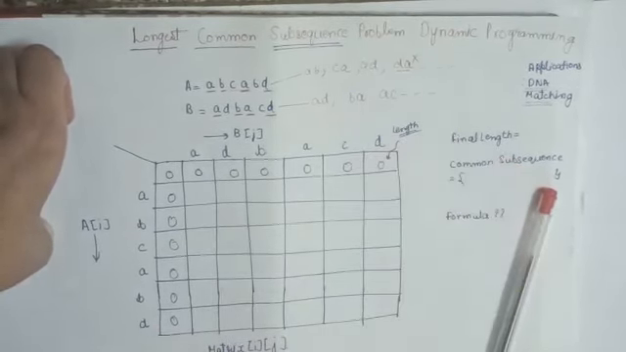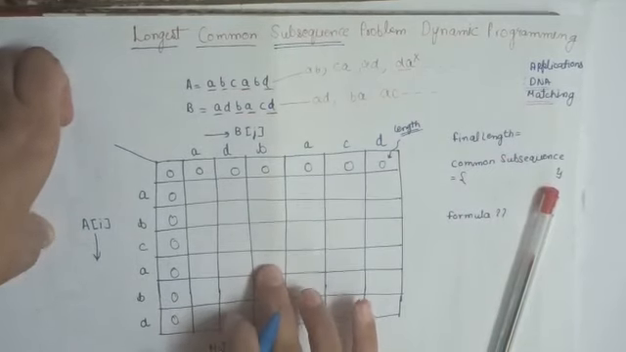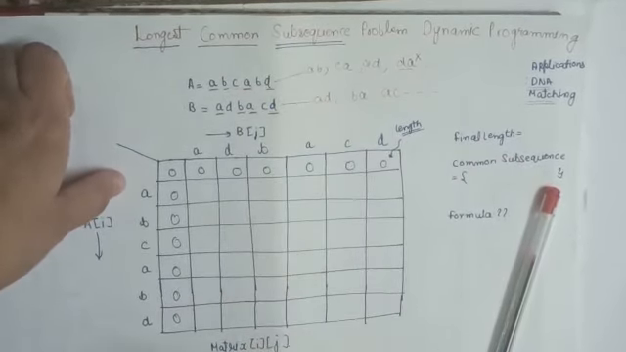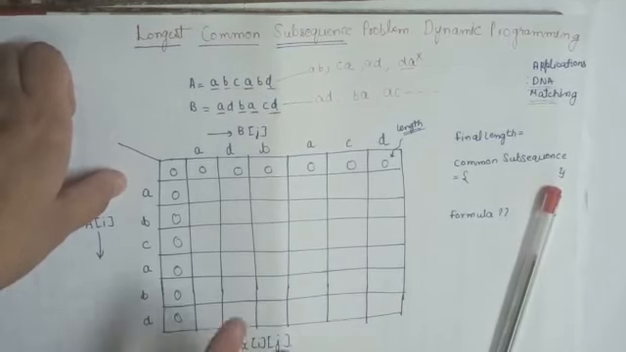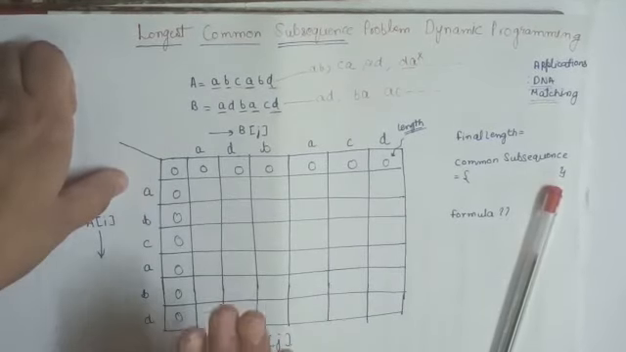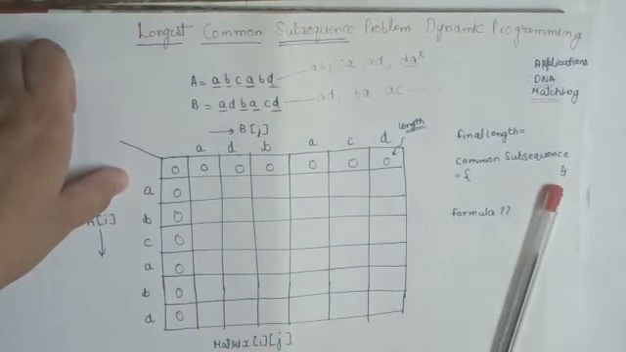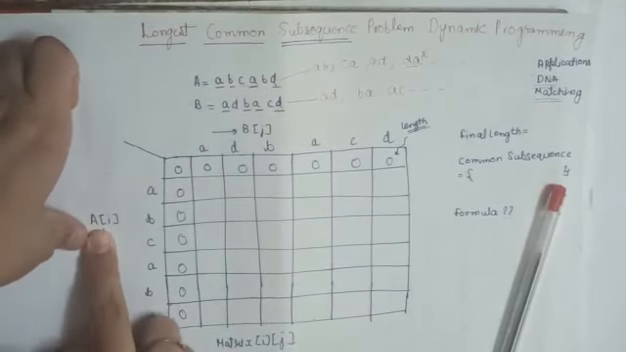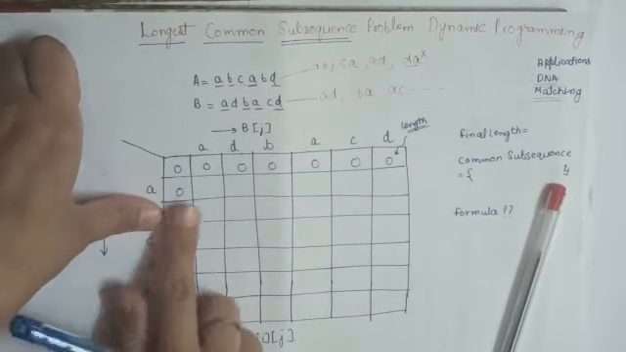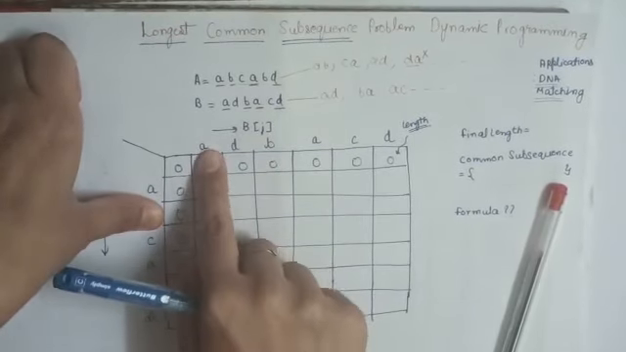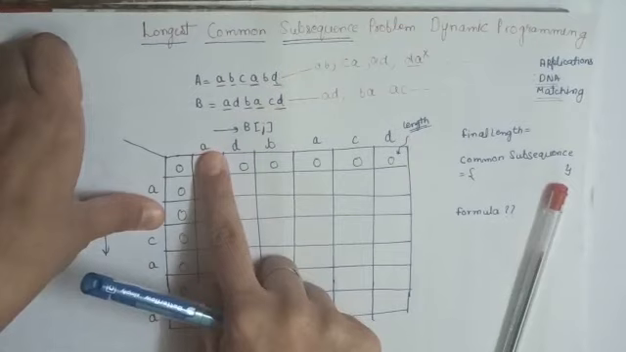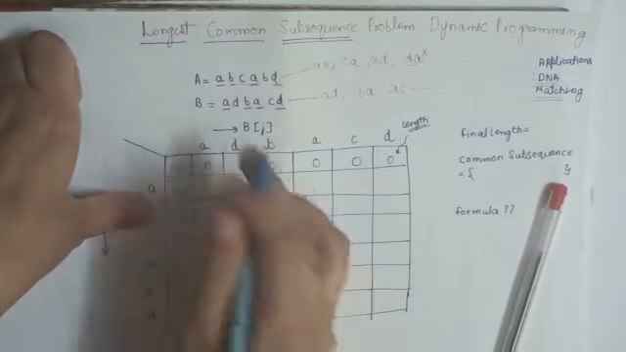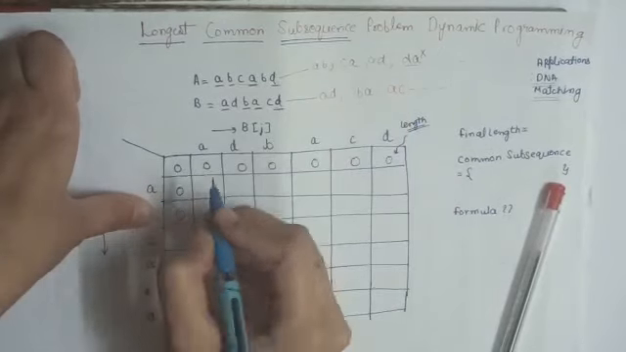Okay, clear? Now, since this is a dynamic programming approach, we will divide the problem and store the computed result and use it later on. Okay, so let's say we have string A with only the character A and string B with only the character A. Both the strings have only the character A. What will be the length of the longest common subsequence? It will be 1 only, right?